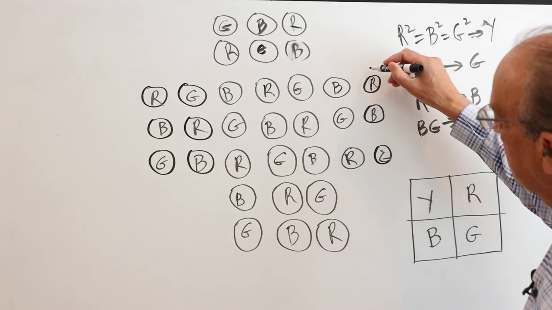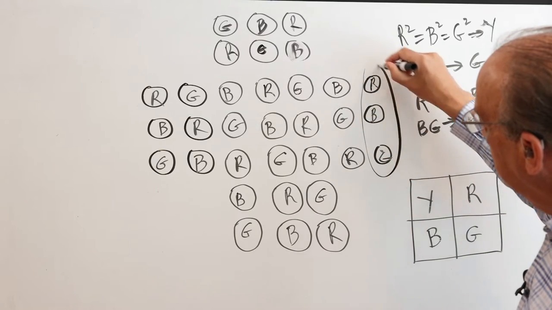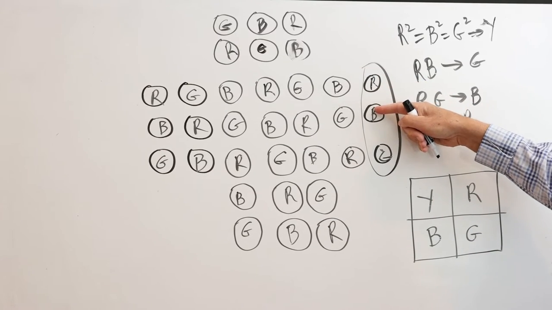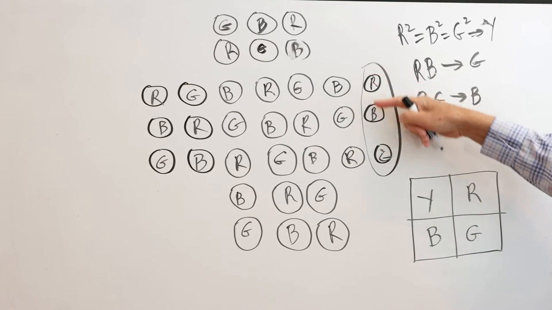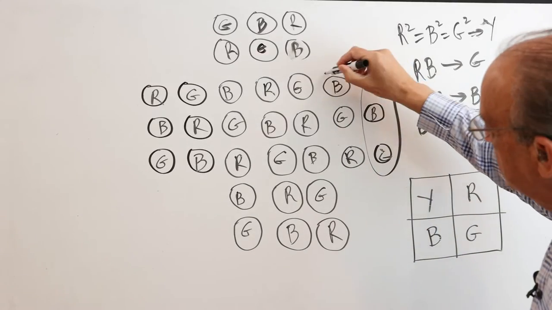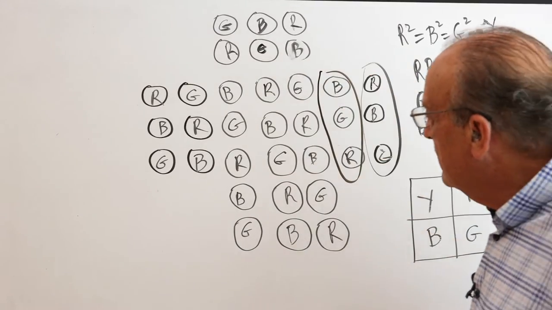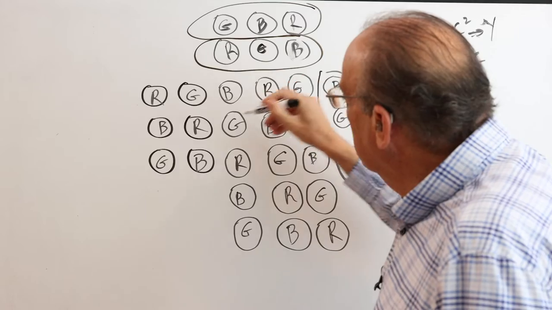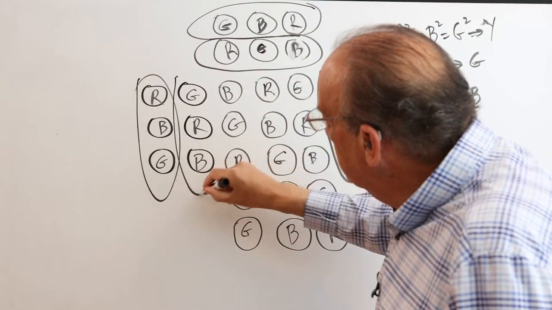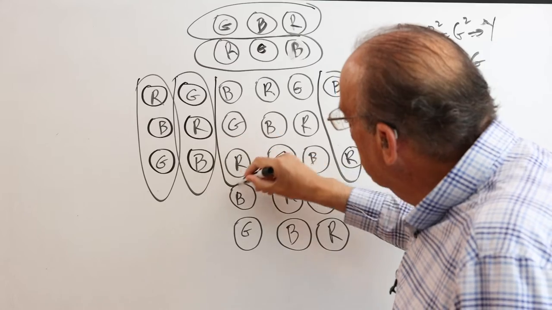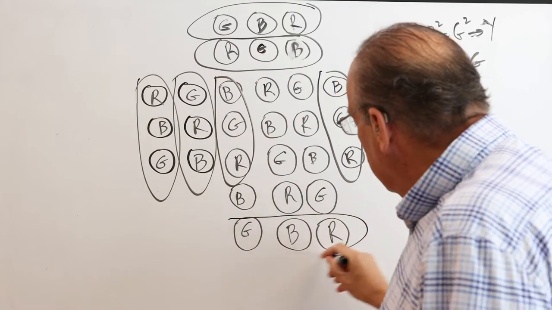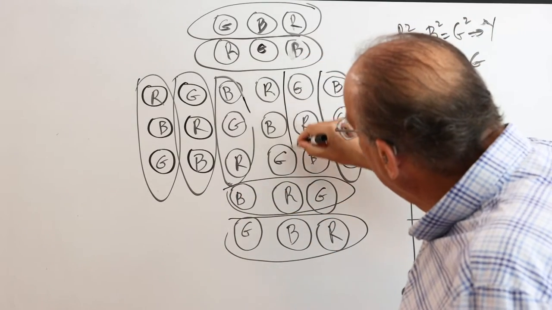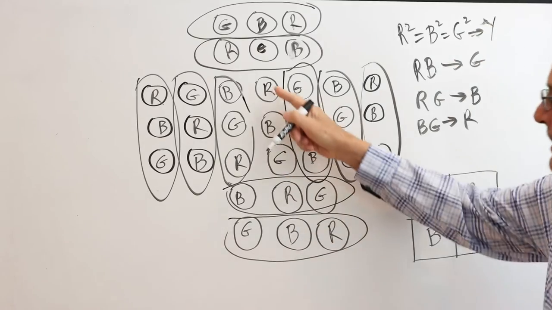So it turns out these three basically sort of cancel out to yellow in a sense, because red times red and blue is equal to green, and green and green is yellow. So basically, these three are equal to yellow. And so are these three. And these three, these three, these three, these three, these three, and these three, and these three. So what's left are these three colors.